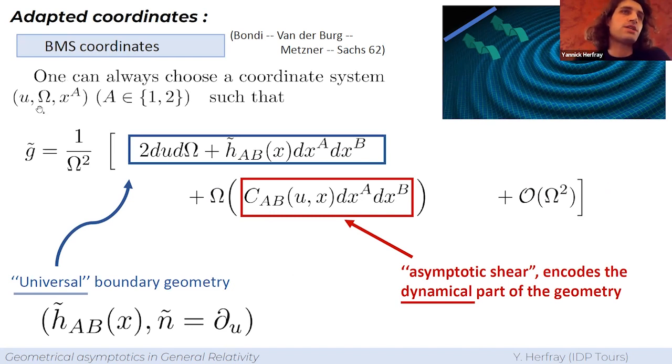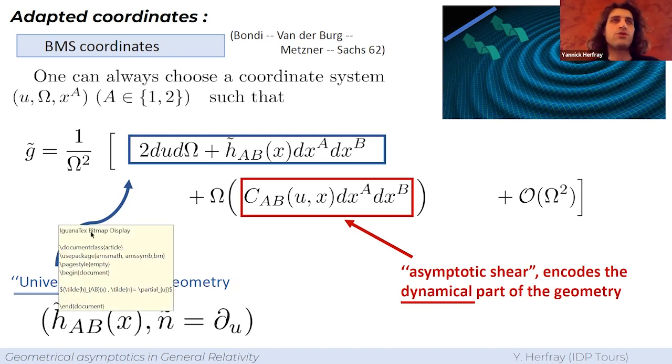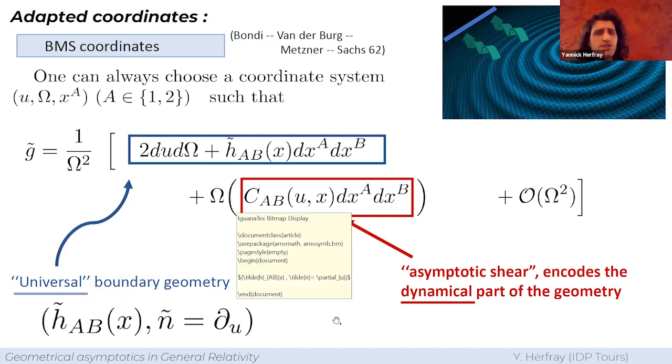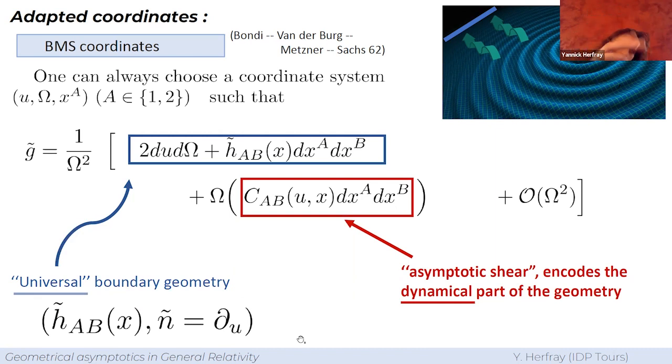You see here, I chose as coordinates omega as my radial coordinate, so omega equals zero is the boundary, and u and x are coordinates along the boundary. x is two-dimensional, u is one, so we have a three-dimensional boundary. The normal is inside the boundary, it's du, and the metric is some two-dimensional metric on the x directions. So there is this strange degenerate null geometry at the boundary. In some parts of the literature it's called Carrollian geometry. I'm not going to use this here.